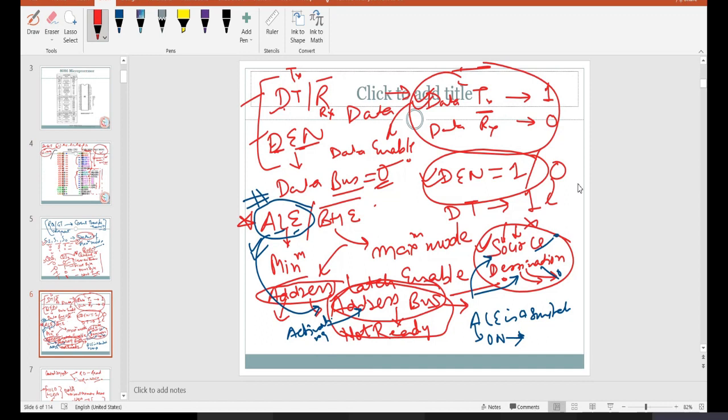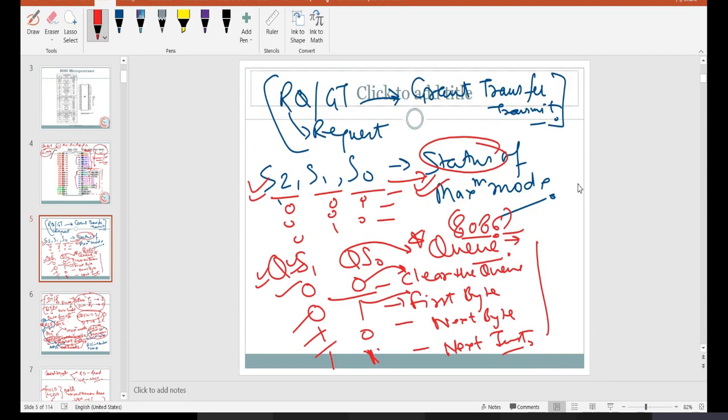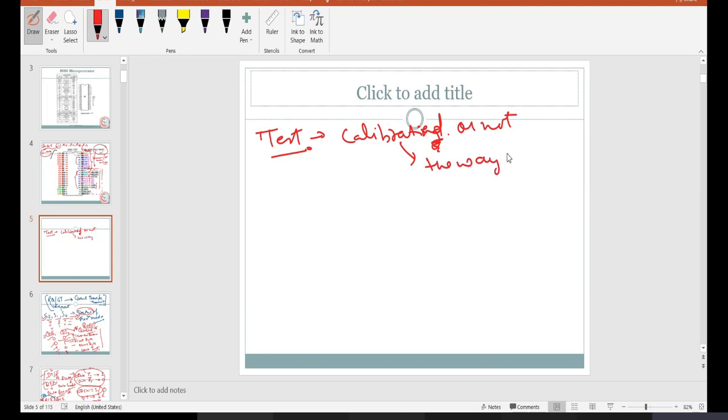All right. So what next we have is QS1, QS0, test, ready, and reset. Although they are very simple to understand, test is for calibration, when I want to test that further that the microprocessor is an IC, an integrated circuit. So I want to see whether the thing which I received is calibrated or not. Calibrated means the way it was designed and tested in the factory.